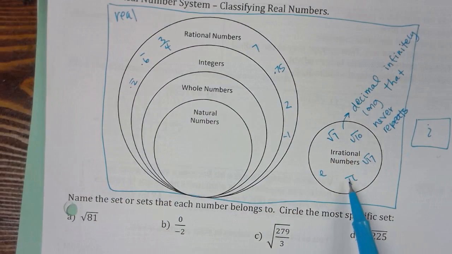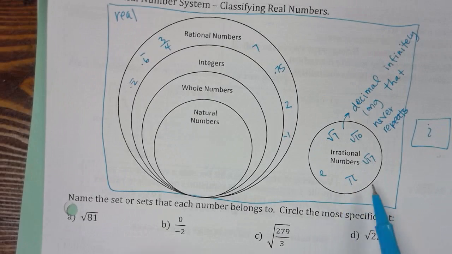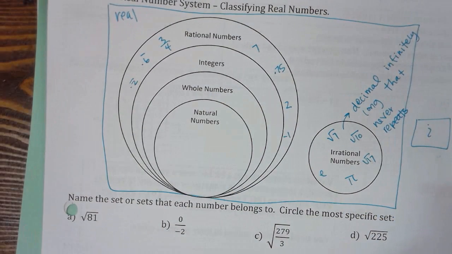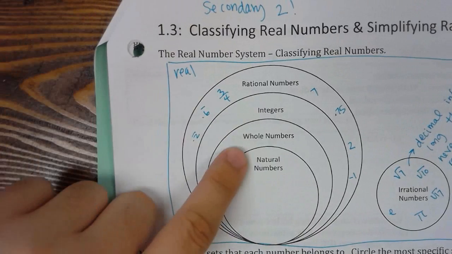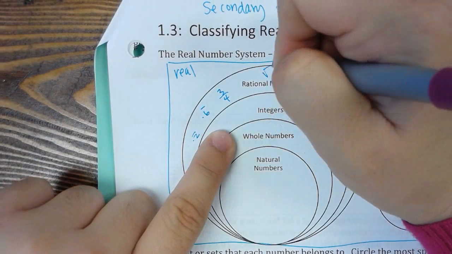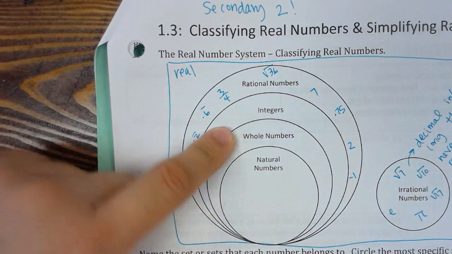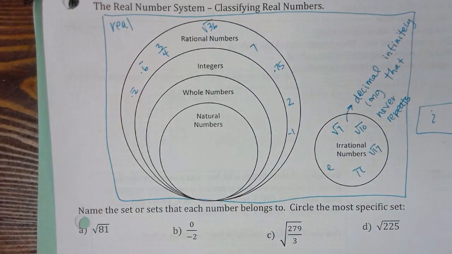So if I have a square root that's not a perfect square, then I'm going to call it an irrational number, because another one I could add over here would be the square root of 36. Well, the square root of 36 is 6. So that's the difference between an irrational and a rational.